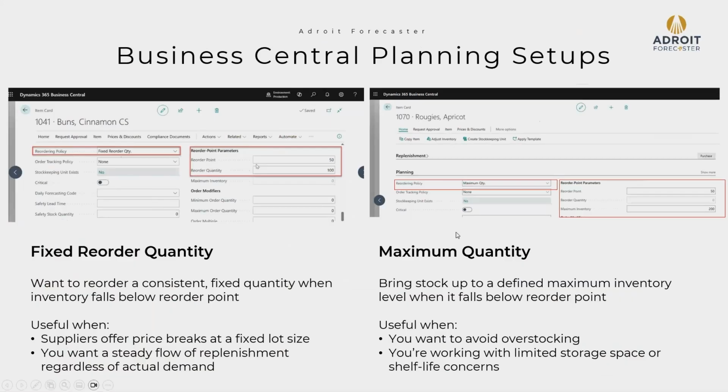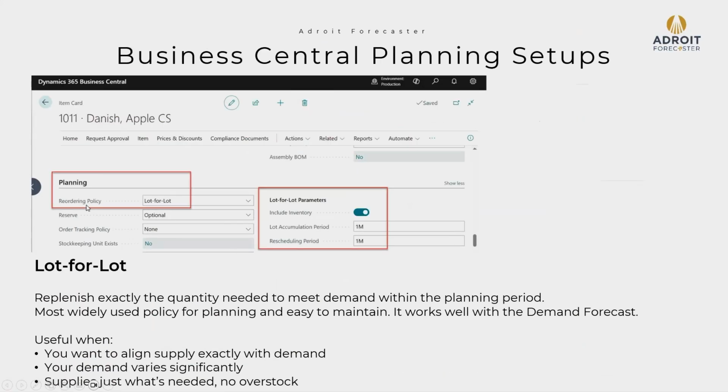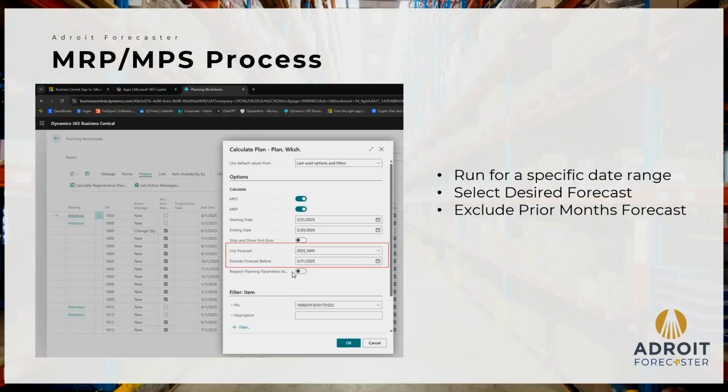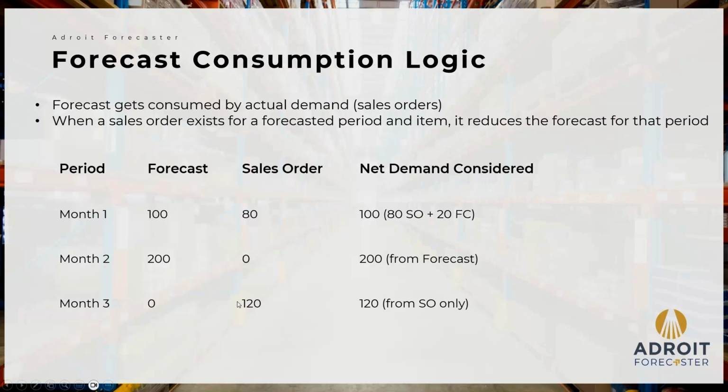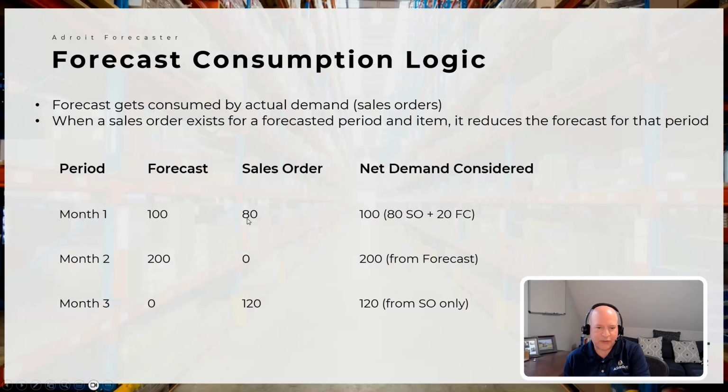But if you want to use forecasting, what we recommend is that we set lot-for-lot. And then when we run MRP, we set it to use the forecast that's been identified. Again, this is all existing Business Central functionality. And we have consumption set. Say for a particular month you're forecasting 100, but you've booked sales orders of 80. The MRP and MPS engines are going to pick up the demand for 100. They're not adding them, so it's a netting out.